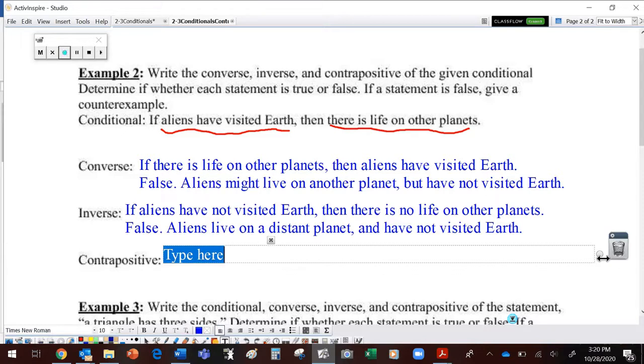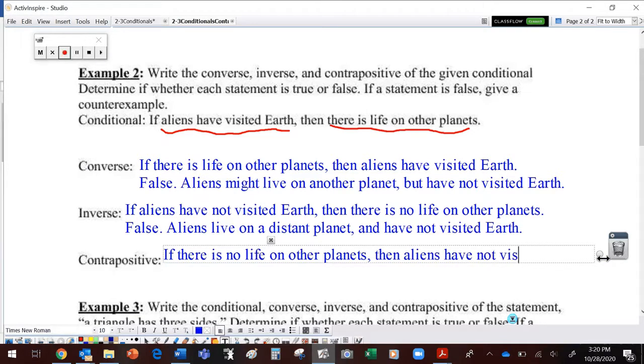So we say, if there is no life on other planets, then aliens have not visited Earth. Okay, and this one actually checks out. If there's no life on other planets, then there can't be aliens to visit Earth. So this one would absolutely be true. So once again, we notice that the contrapositive and the conditional statement must have the same truth value.